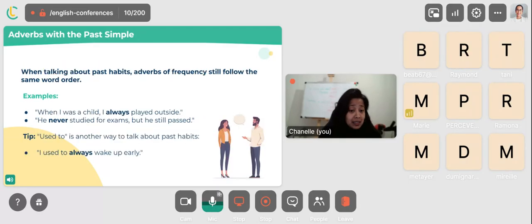In the past simple, we use it for talking about past habits. Adverbs of frequency still follow the same word order. For example, when I was a child, I always played outside. He never studied for exams, but he still passed. A tip: used to is another way to talk about past habits. I used to always wake up early.